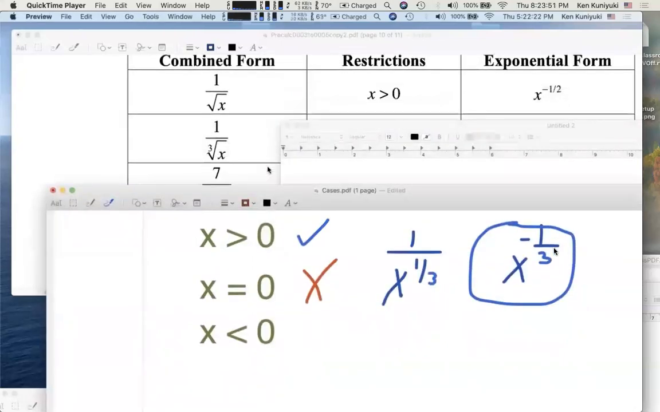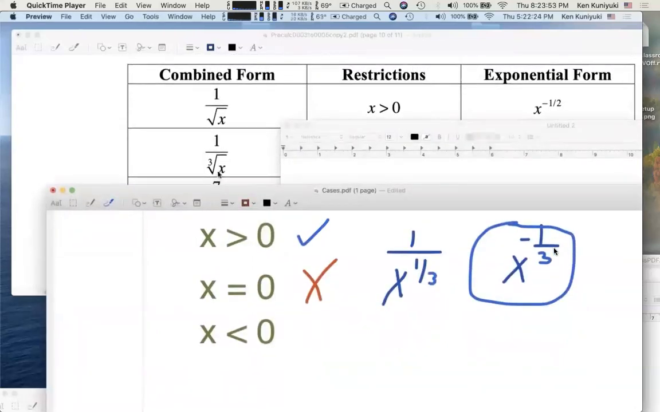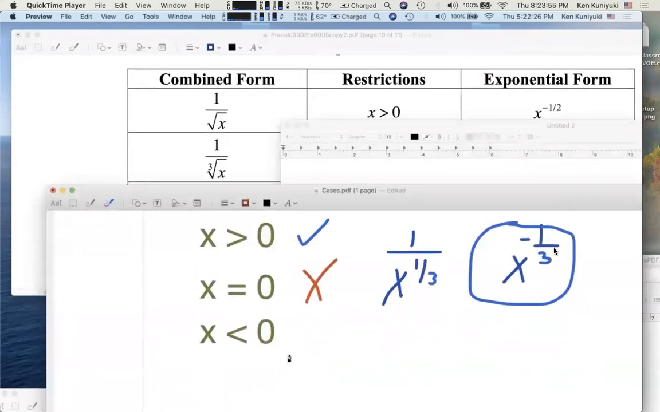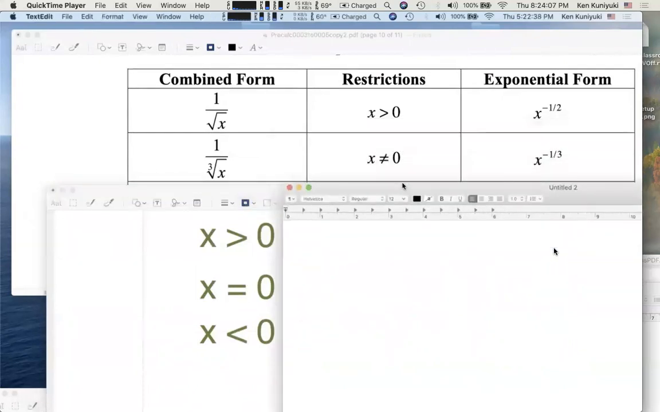Move this up a bit, right? The cube root of a negative number is okay. 1 divided by a negative number, that's not a problem. That's a negative real number. That's actually okay. So x cannot be 0. That's the only restriction. We have x to the negative 1/3. X cannot be 0.